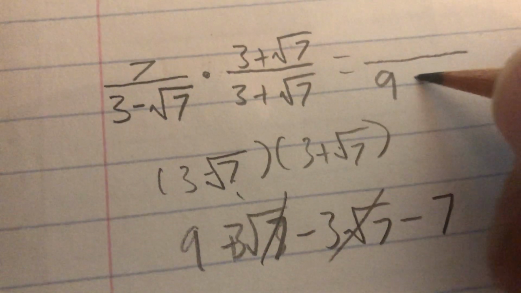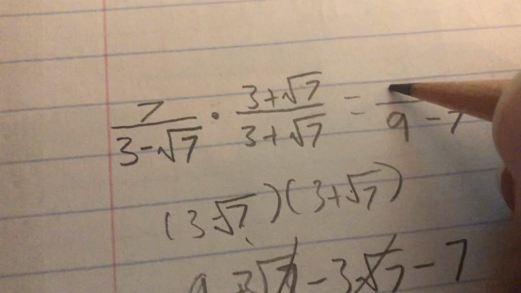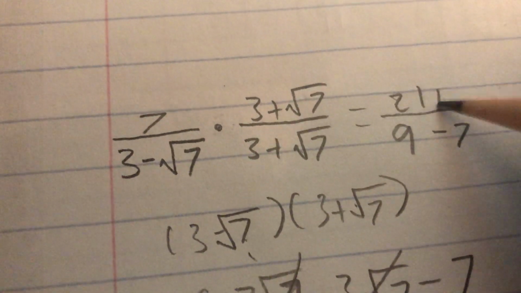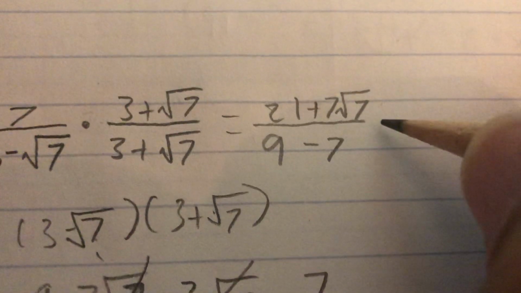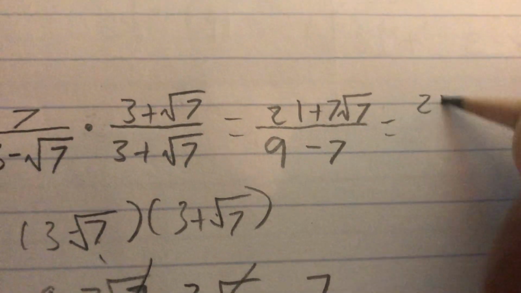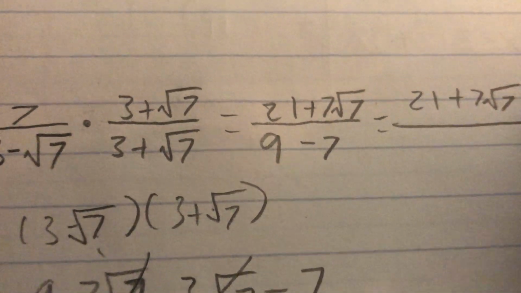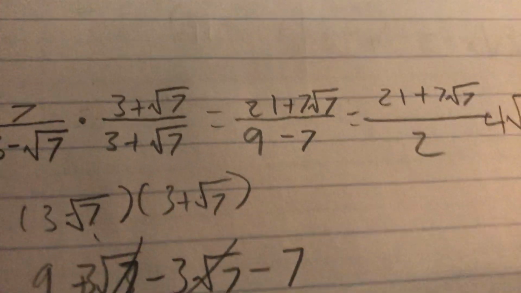9 minus 7. The top is going to be 7 times 3. That's 21. 7 times the square root of 7 is 7 square root of 7. So it equals 21 plus 7 square root of 7, because I can't combine those like terms, and this becomes 2. And I am done with that one.